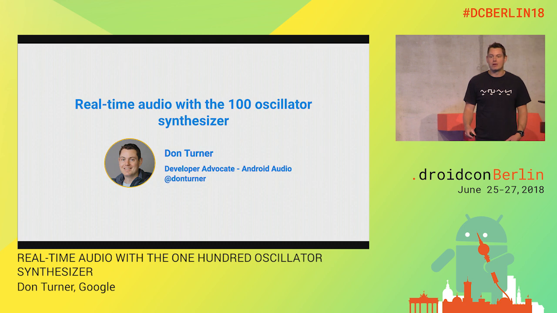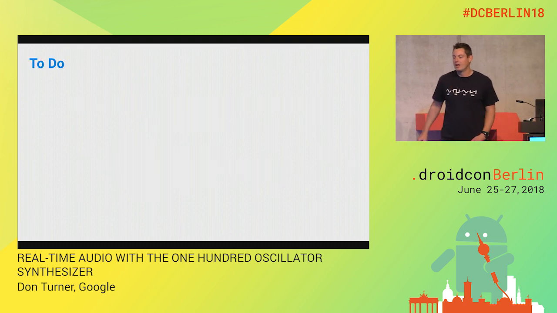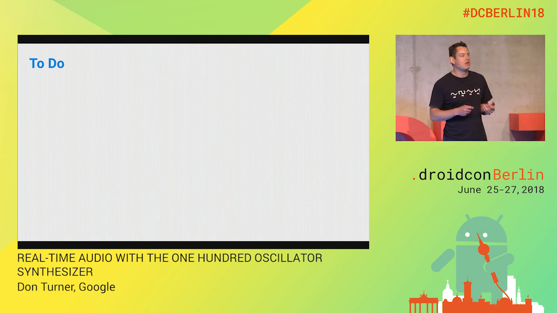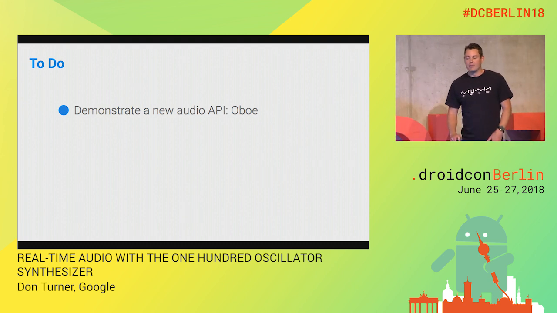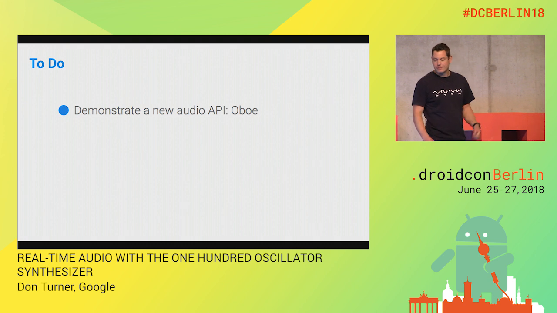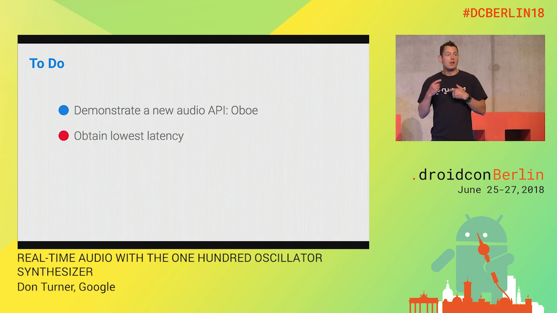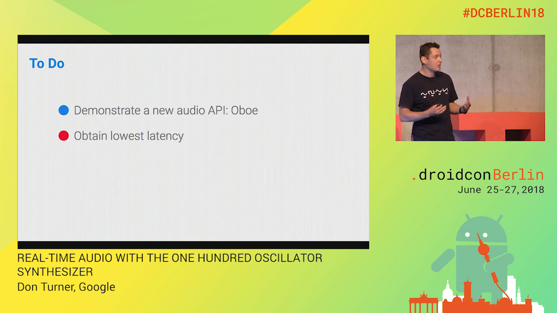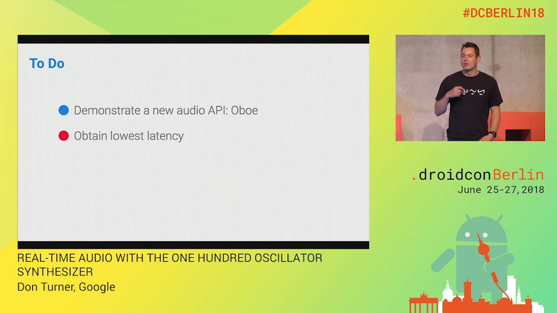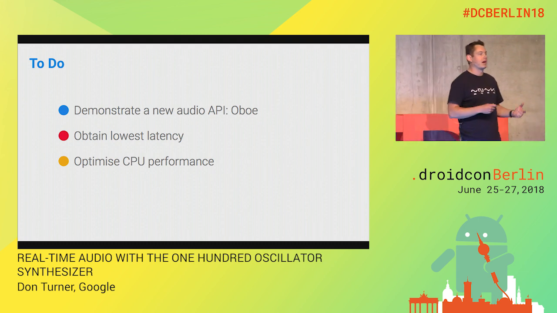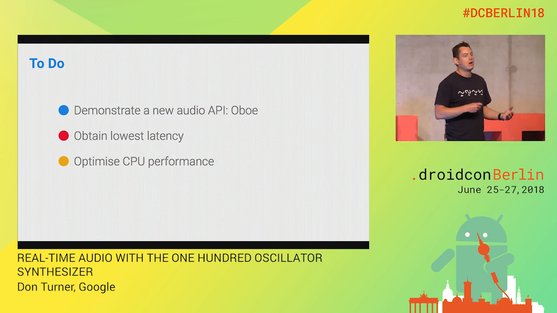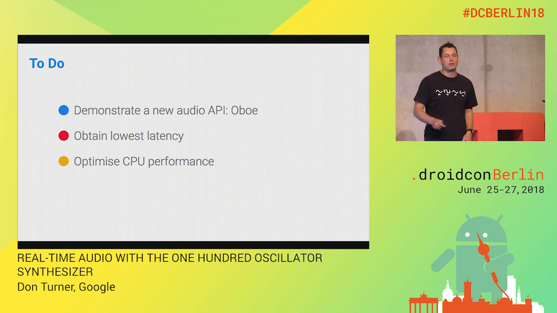So I'm going to talk about real-time audio. And the first thing I'm going to do is talk about a new audio API, which we launched in the past few months, called Oboe. This is a high-performance audio library written in C++, and it's designed for low-latency audio, so real-time, when you tap on the screen, producing audio as quickly as humanly possible. I'm also going to show you how to obtain the lowest latency across the widest range of devices. And I'm also going to show you how to optimize your computational bandwidth and how to debug audio glitches and profile your code so you can wring the maximum performance out of Android.